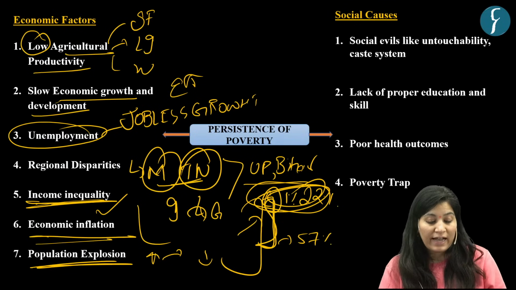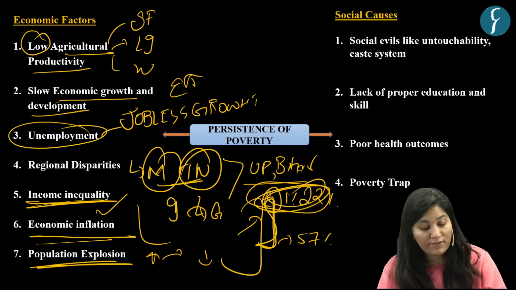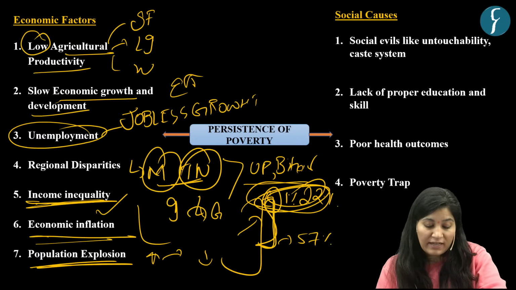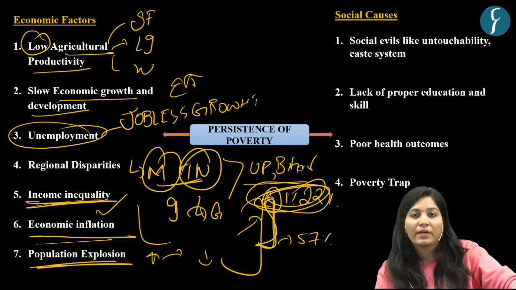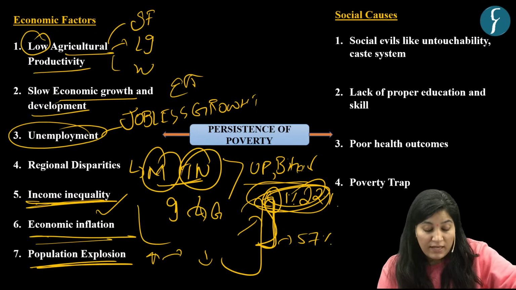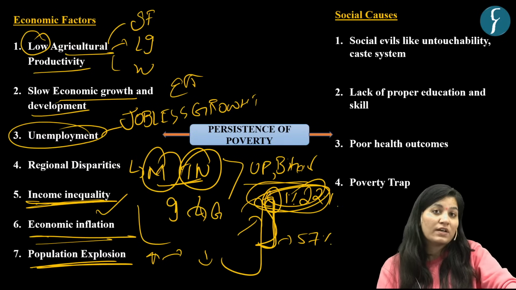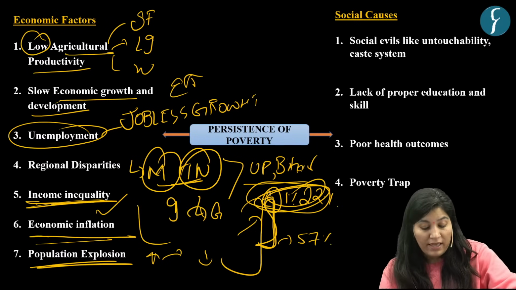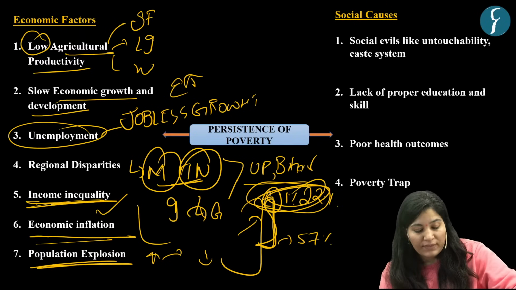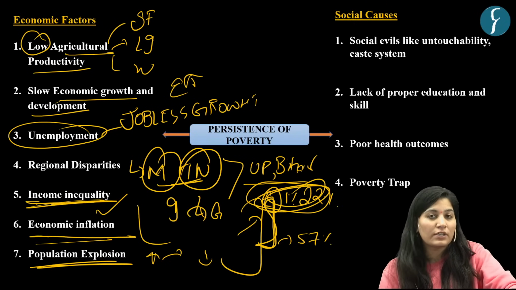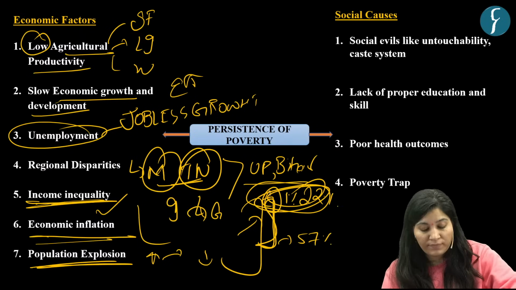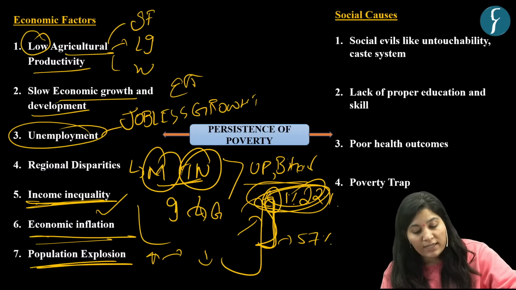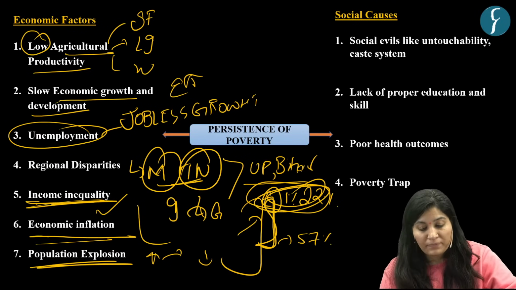So here, under economic factors, we have covered 7 points. Low agricultural productivity, slow economic growth before the 1991 era. Then we have unemployment because of what? Jobless growth. Then we have regional disparity. Then income inequality, wealth concentrated in few hands. Then economic inflation because of globalization and currency between economies. Then population explosion, definitely, which is a major cause of concern.